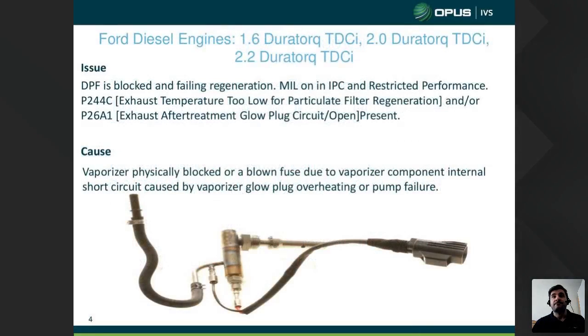Okay, so for diesel engines, 1.6, 2 liter and 2.2 diesel engines with DPF issues. Issues such as blocked or failing regen, engine light on, restricted performance. Two of the fault codes that are rather common are exhaust temperature too low during regeneration, or exhaust aftertreatment glow plug circuit open. Typical cause is vaporizer physically blocked or a blown fuse due to a vaporizer component internal short circuit caused by vaporizer glow plug overheating or pump failure.